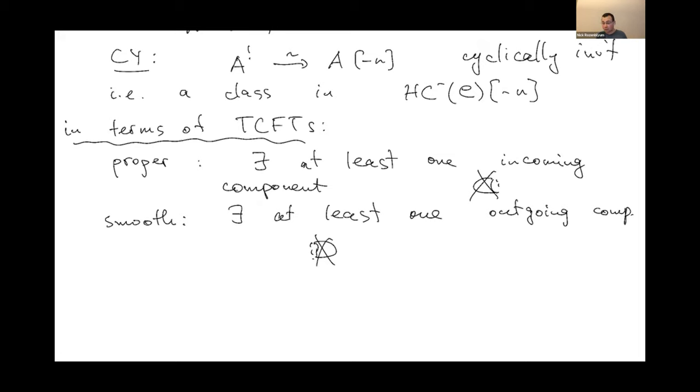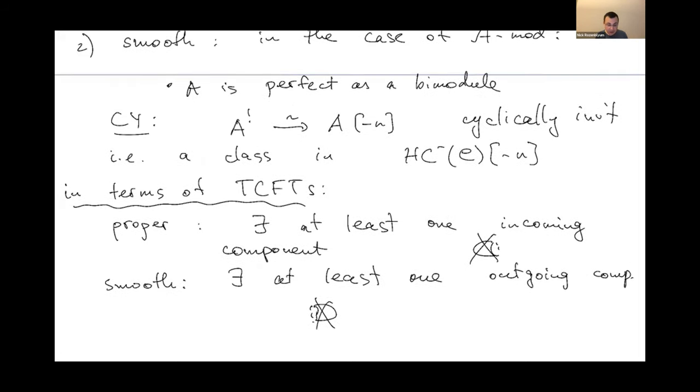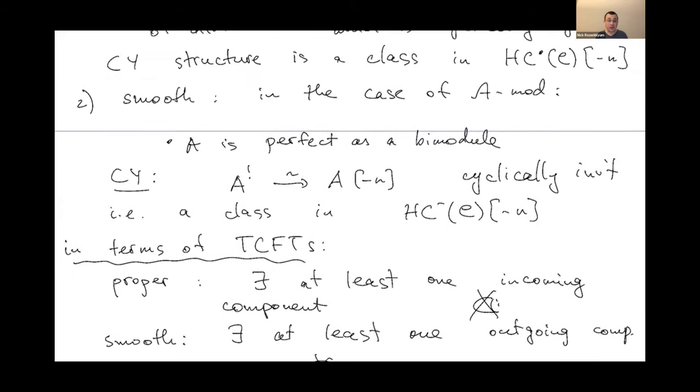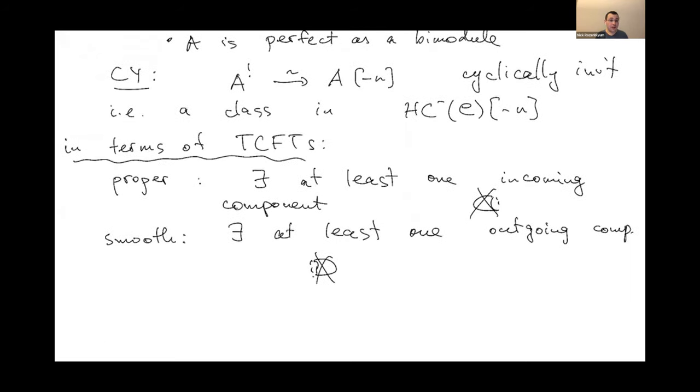In particular, another thing I should mention is that I've cheated a little bit. There's an n, a dimension to the Calabi-Yau, and really the kind of TCFT that it defines is an anomalous one. So you're going to see some cohomological shifts, and that's the reason for it, but it's not so important.